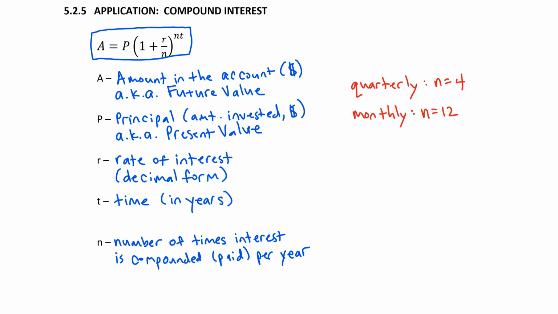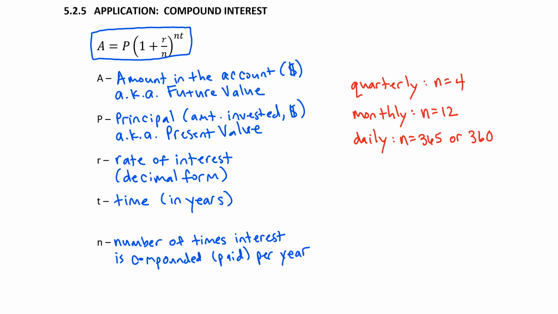A good investment would be daily interest. Now, you have to read the fine print on that one. Some banks use 365, some use what's called the banker's rule and only use 360 days. So you do kind of have to read the fine print if you are checking up on the calculations.